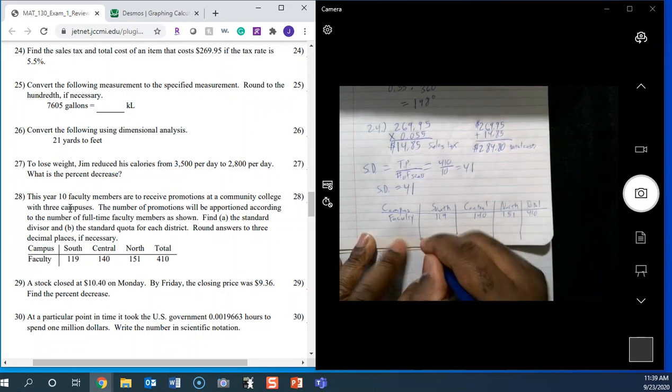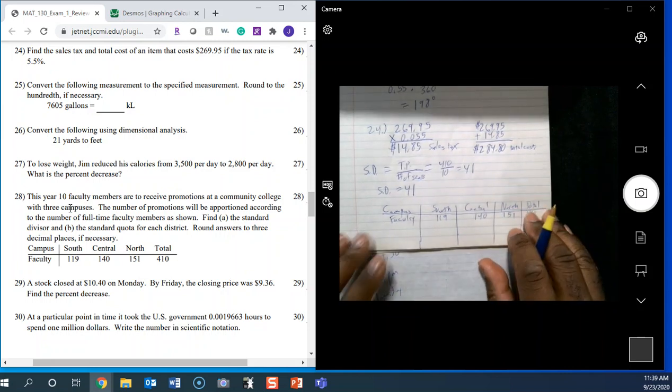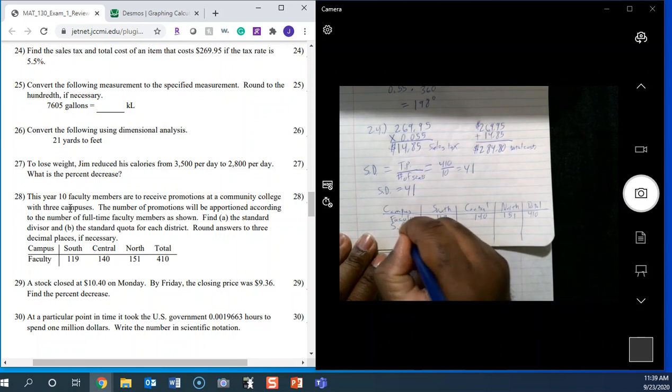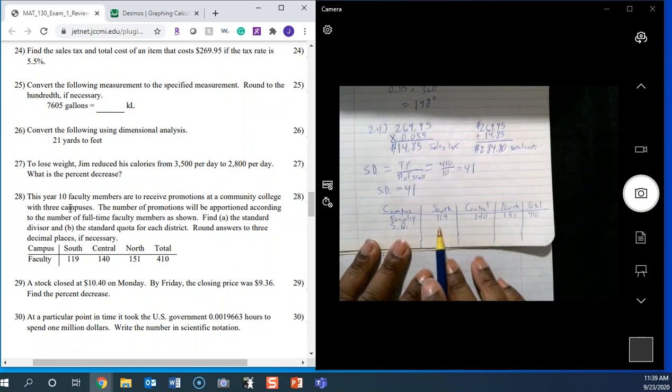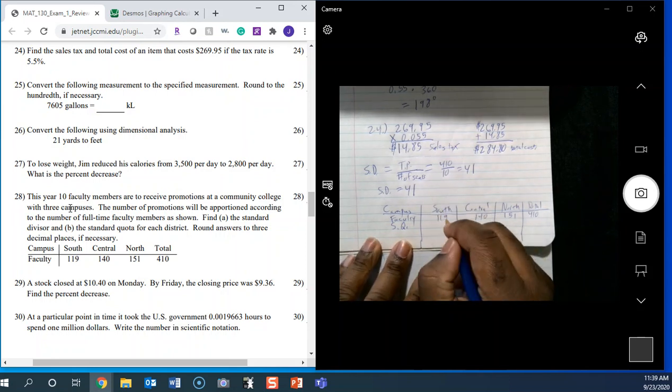Okay, now we want to do our standard quota, and I'm abbreviating it. Now what I'm going to do, I'm going to write this out as a fraction, and then I'm going to write out what the standard quota is. Now, on your test, you do not have to write out the fraction. You would just write out what the standard quota is. But this is how you get the standard quota.